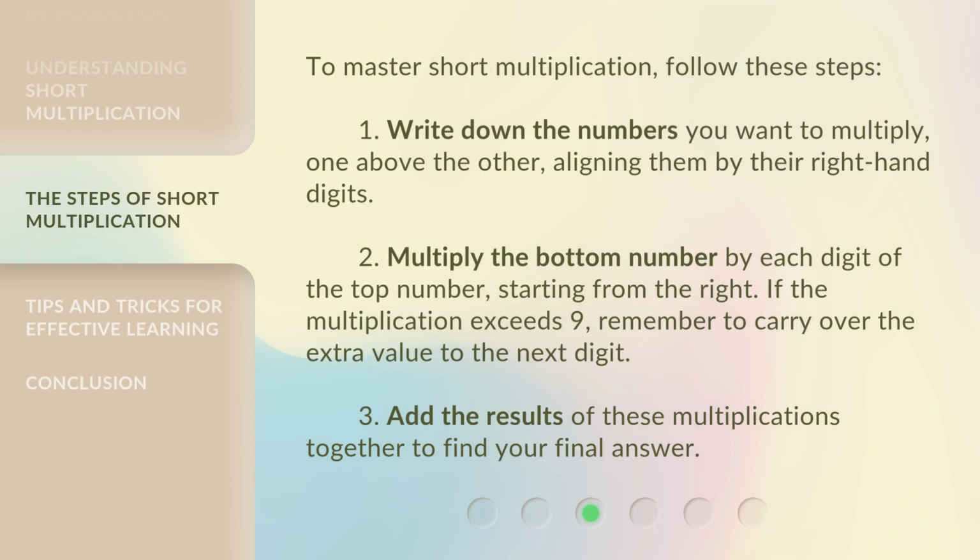To master short multiplication, follow these steps. 1. Write down the numbers you want to multiply, one above the other, aligning them by their right-hand digits. 2. Multiply the bottom number by each digit of the top number, starting from the right. If the multiplication exceeds 9, remember to carry over the extra value to the next digit. 3. Add the results of these multiplications together to find your final answer.